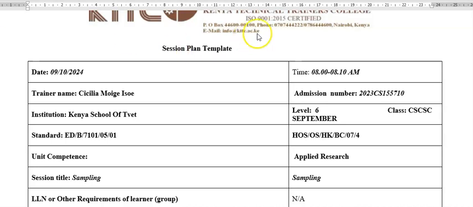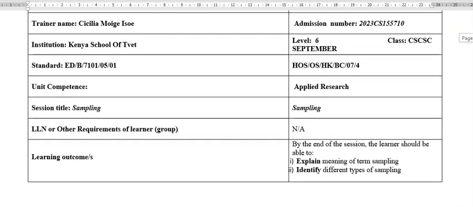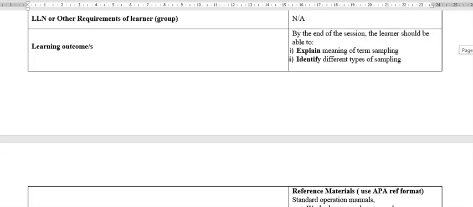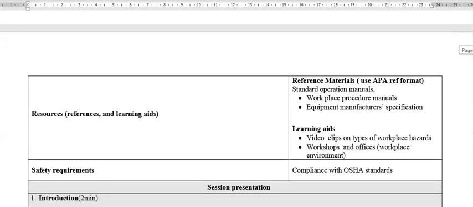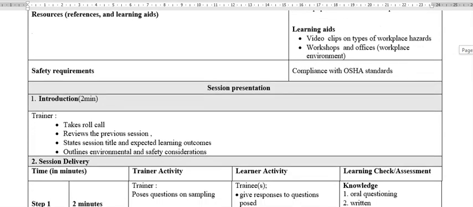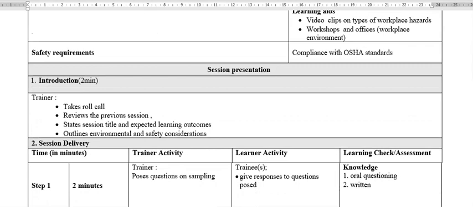So for today's session, we are going to look at sampling. And by the end of the lesson, the learner should be able to explain the meaning of the term sampling and also identify the different types of sampling. So let's start from the definition of the term sampling. Who can tell us what sampling is? Yes, Lydia. What is sampling? Try.